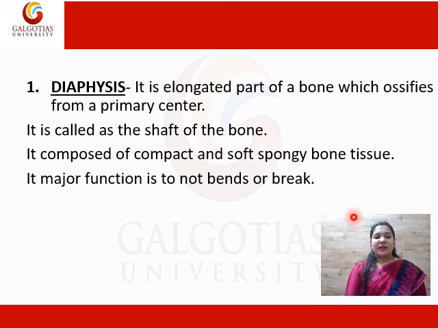So here are the parts of bone. The main part of bone is the diaphysis. Diaphysis is the elongated part of a bone which ossifies from a primary center. Yes, it is formed from the primary center. It is called the shaft of the bone. It is composed of compact and spongy bony tissue. Its major function is not to break or to bend.